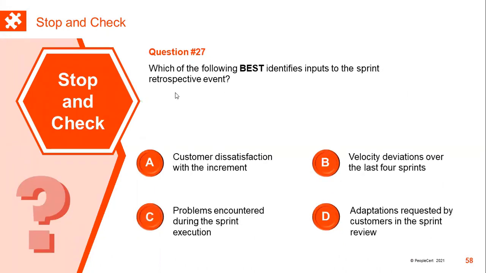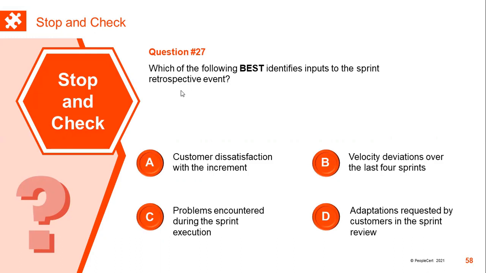Next question, number 27. Which of the following best identifies inputs to the sprint retrospective event? A, customer dissatisfaction with the increment. B, velocity deviations over the last 4 sprints. C, problems encountered during the sprint execution. D, adaptations requested by customers in the sprint review.